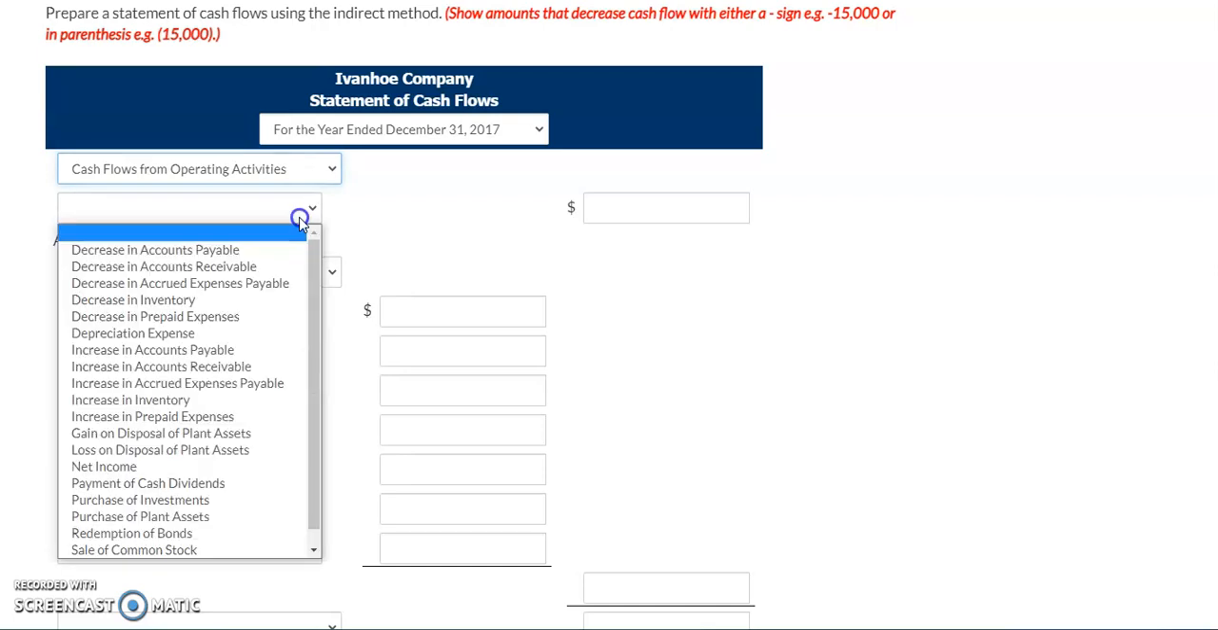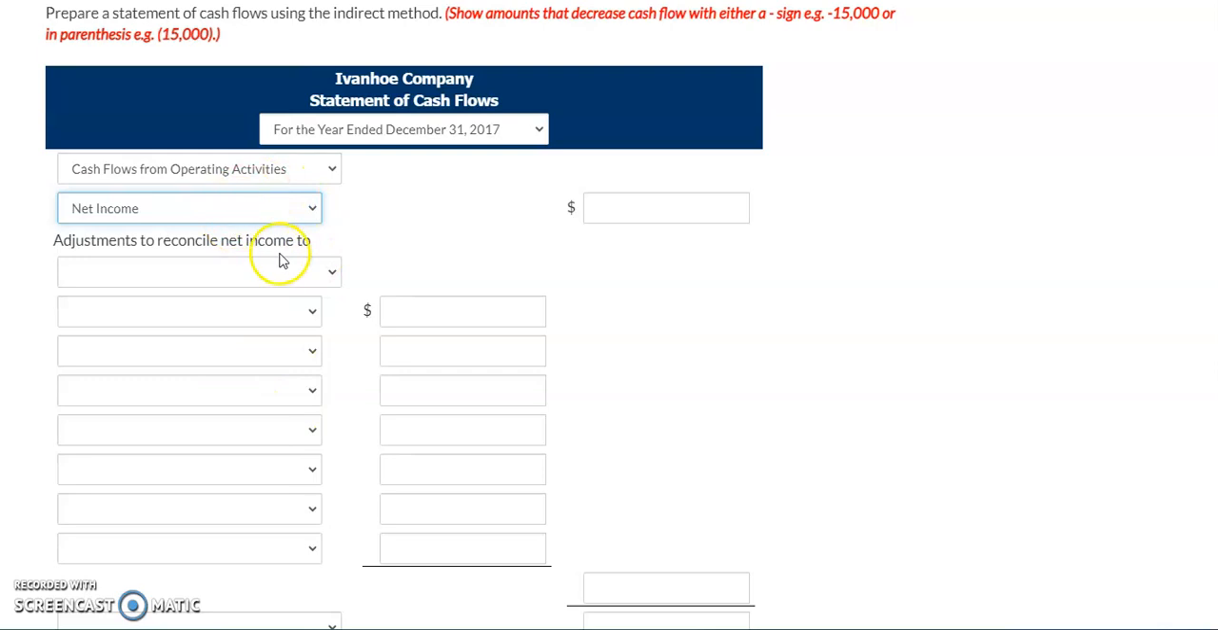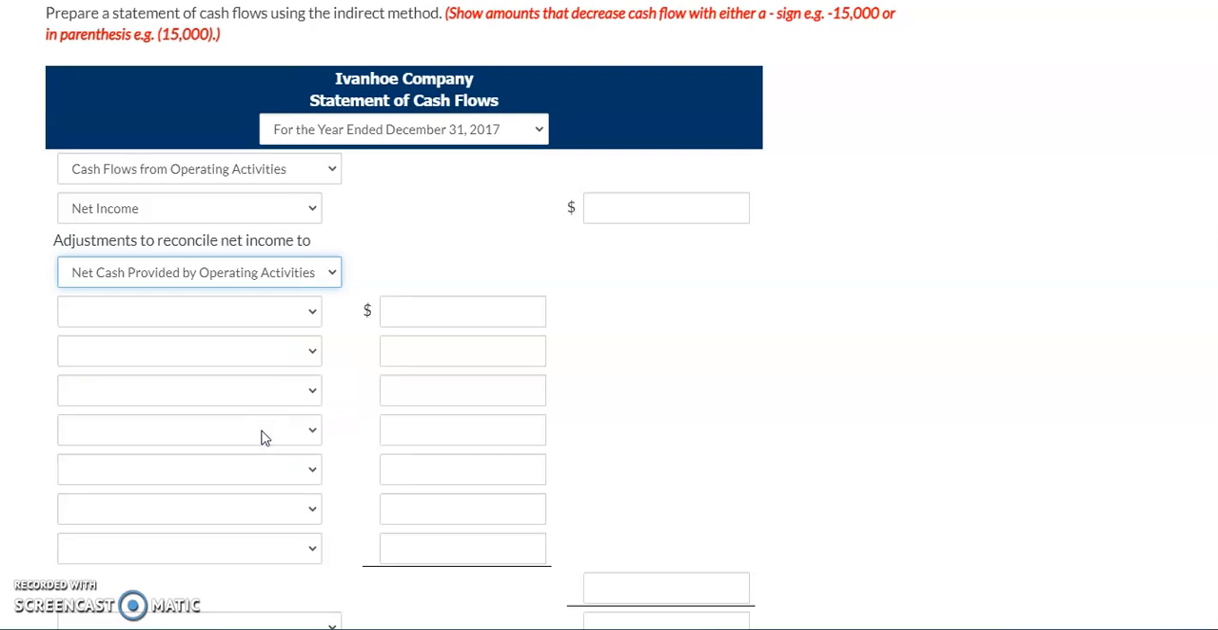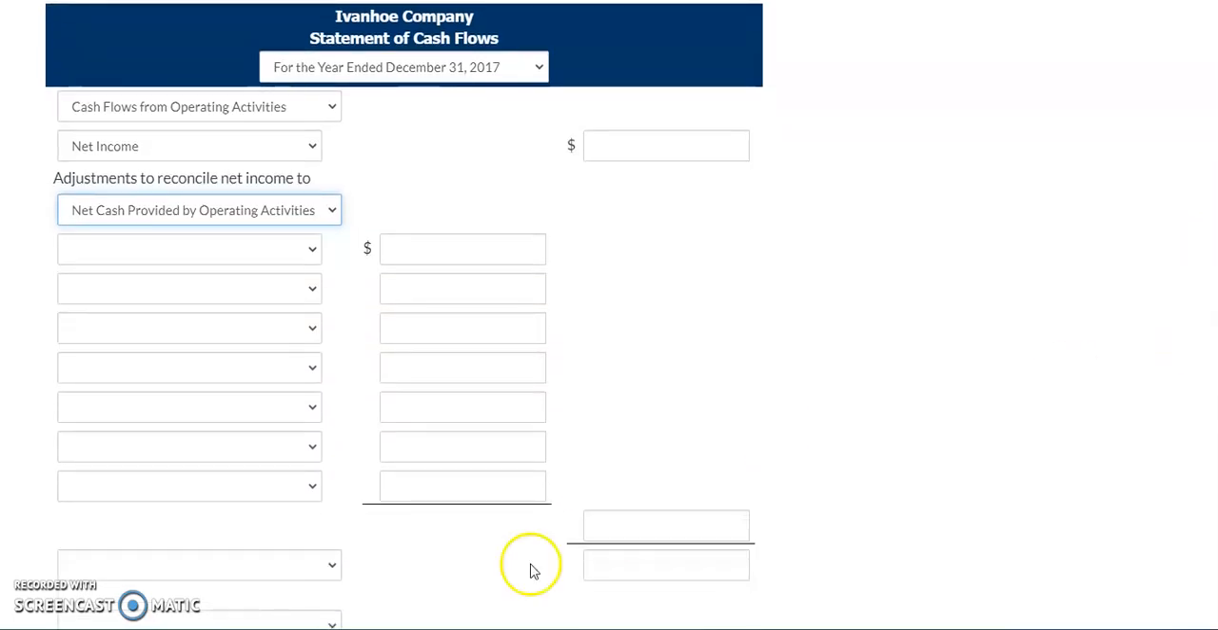When we use the indirect method, we start off with net income, because most of our operating activities involve revenue which has been collected in cash, and expenses that have been paid for in cash. So most of our operating activities will be reflected in our net income. However, we may need to make some adjustments to reconcile the net income to the net cash provided by operating activities. At the end of this section, our main goal is to get the net cash provided by operating activities, hoping that this number is positive, which correlates to the word provided. If the number is negative, then you would use net cash used by operating activities.